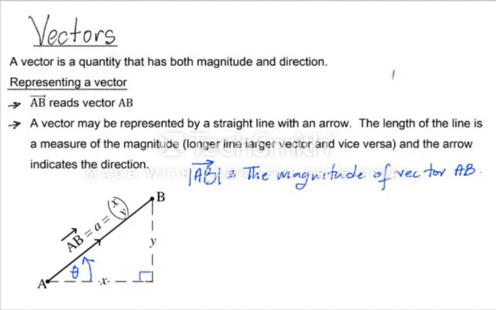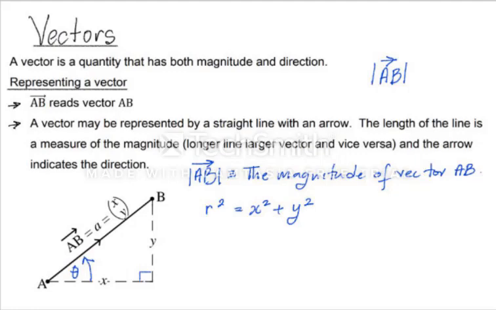Now, remember I said earlier, if you have AB with an arrow over it, that reads the vector AB. If you put two strokes at the sides like that, that means the magnitude of vector AB. And remember, the magnitude of the vector is the length of the line. So the magnitude of vector AB, I'm going to call it R. R squared is equal to x squared plus y squared. All right, so that's Pythagoras theorem.